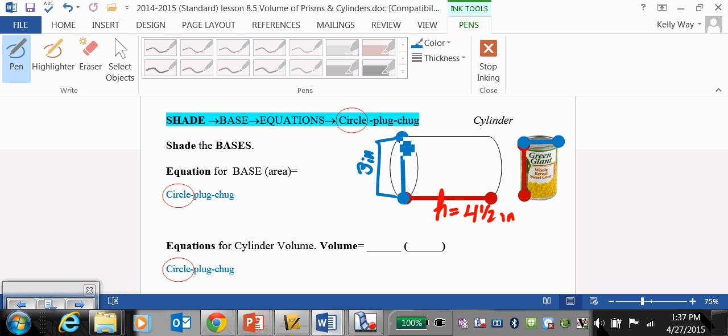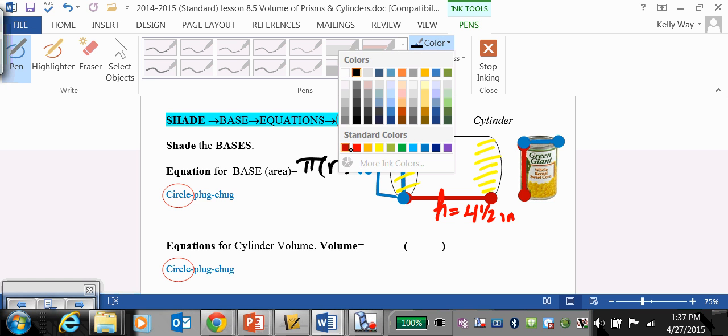Now, you should have this label. Now, to find the volume, we go through 5 steps. It's shade the base. Guys, stop the chit chat. Stay with me. Shade the base. Now, identify the type of area. That's a circle, so we write out the equation: pi r squared.